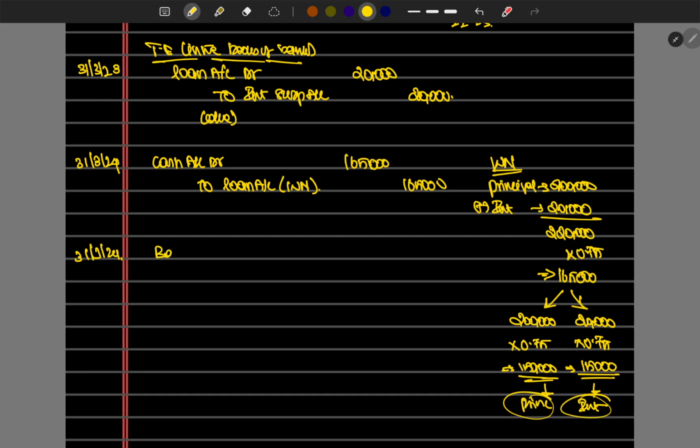So what's the bad debts here? Bad debts account debit to loan account, which is 50,000. Okay, why are we not including the interest here? Because when we are recognizing bad debts, it should come only from the principal amount, not the interest amount. So we are taking only the principal outstanding of rupees 50,000, and we have written it off as bad debt, right?